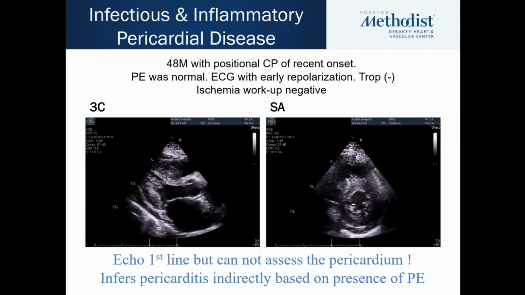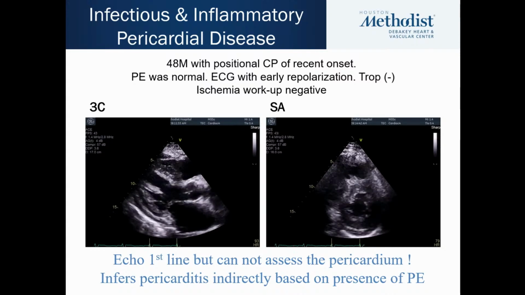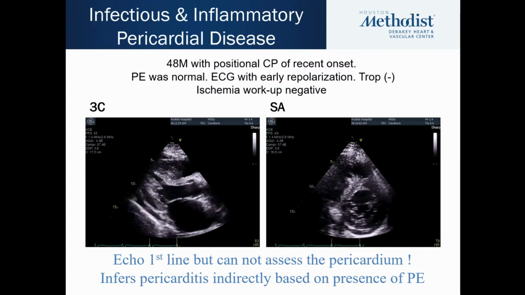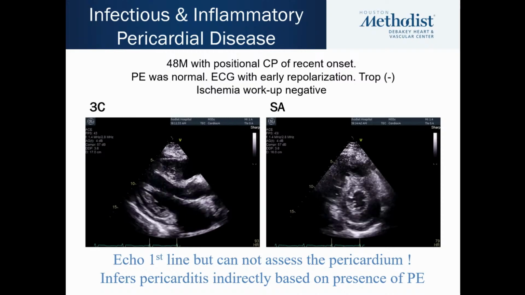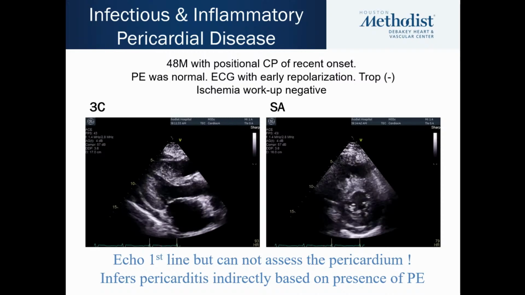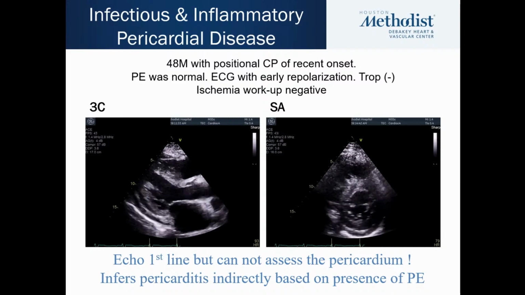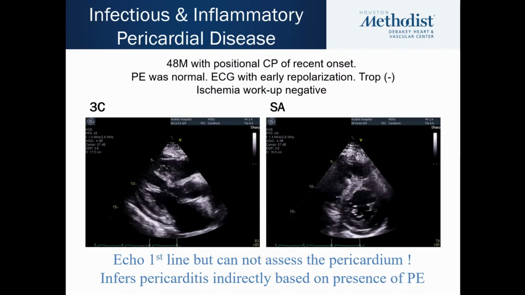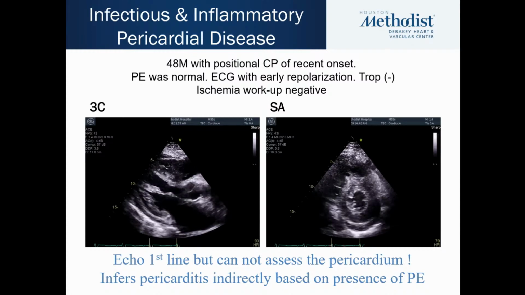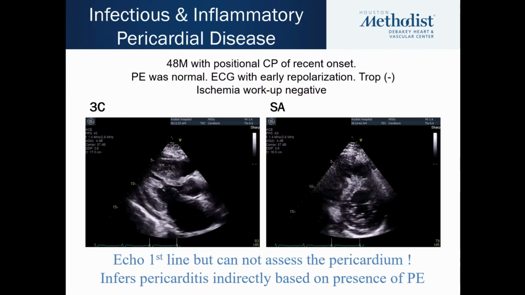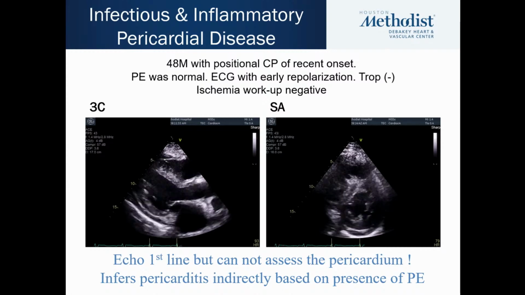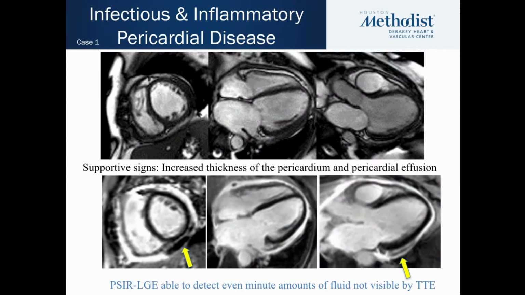But even if it was fluid, the point that I want you to take away from this is that we are inferring a disease process to the pericardium based simply on a secondary finding of pericardial effusion. We actually haven't seen that the pericardium is inflamed or thickened or anything like that. So a lot of echo findings are indirect assessments. So what about cardiac MRI?